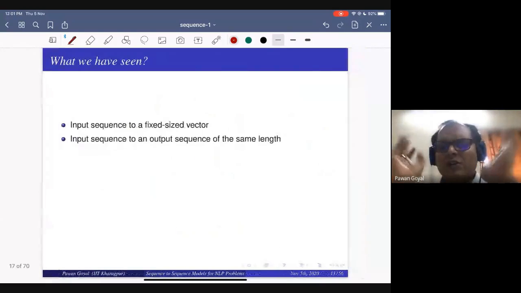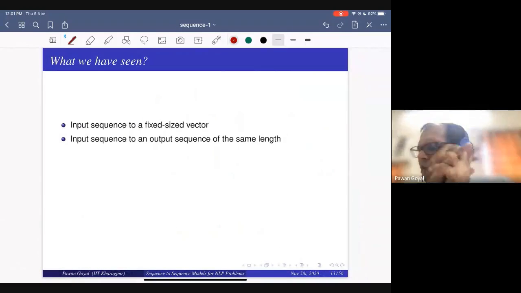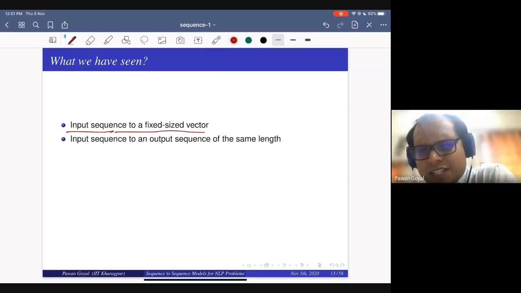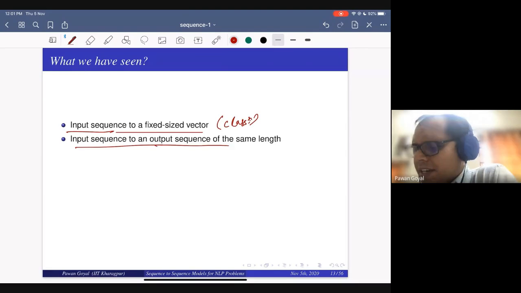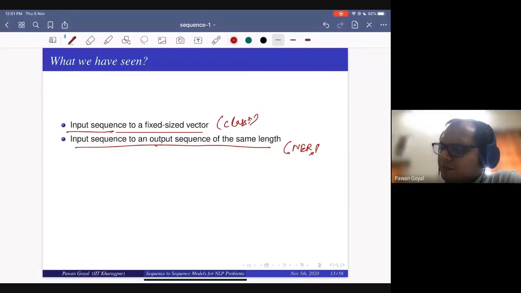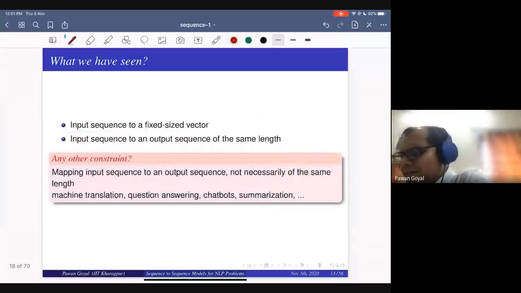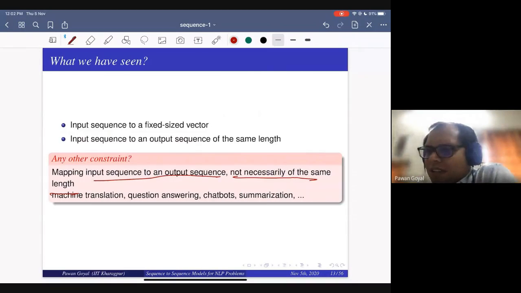Sure. So now this was just a recap. Okay. Now, what we have seen is that from an input sequence, we can get a fixed size vector. An example is classification. From an input sequence, we can get an output sequence of the same length, like NER or part of speech tagging, and so on. Now, can we also do input sequence to an output sequence that is not necessarily of the same length? Examples are like machine translation, where you are given an input sequence in English and the output sequence in Hindi or French will possibly not be of the same length.